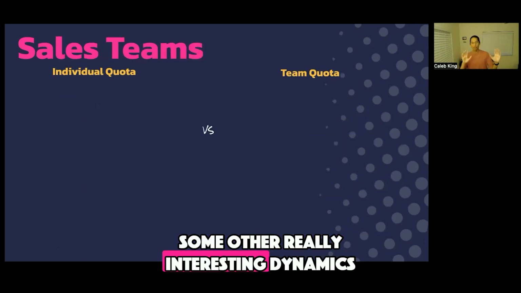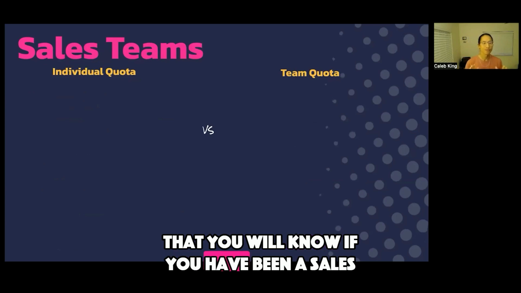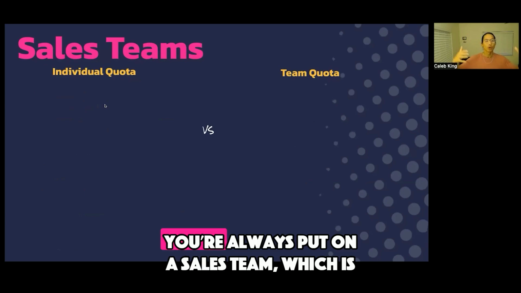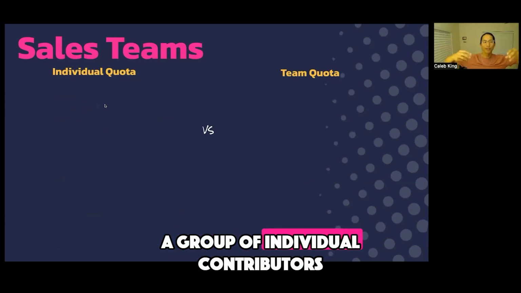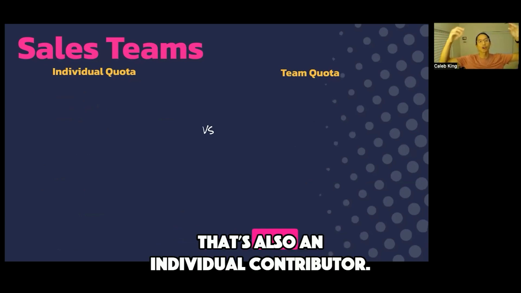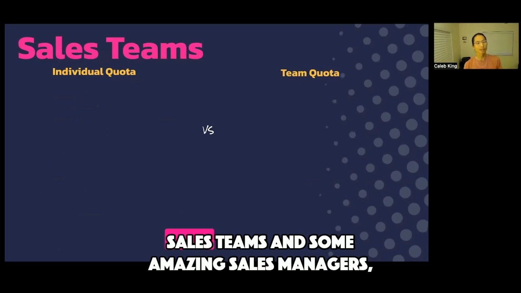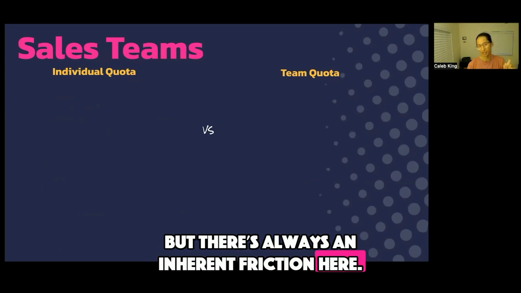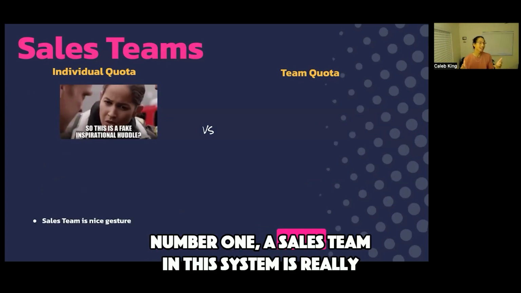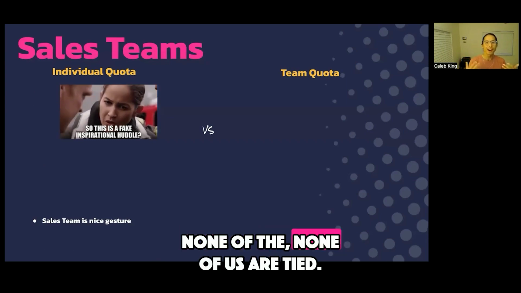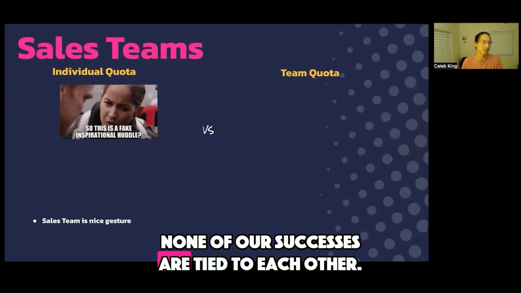Some other really interesting dynamics that you will know if you have been a sales rep under this system, okay? A sales team. You're always put on a sales team, which is a group of individual contributors under a manager that's also an individual contributor. And I have had some really great sales teams and some amazing sales managers, but there's always an inherent friction here. Why? Number one, a sales team in this system is really just a nice gesture. All right. None of us are tied. None of our successes are tied to each other.